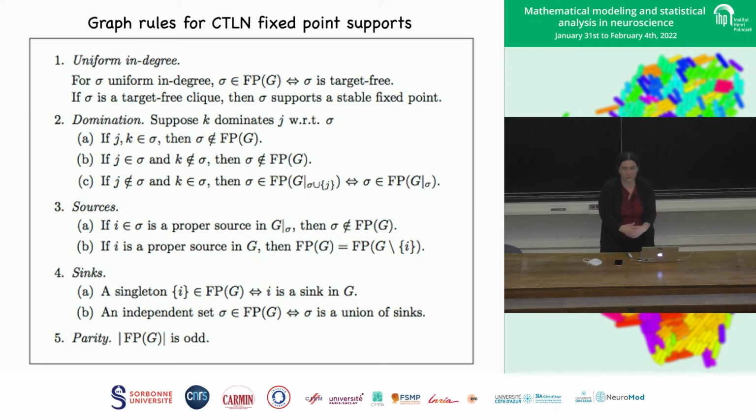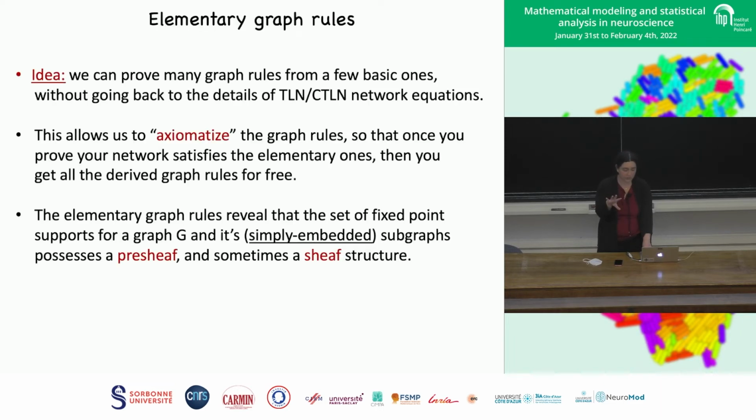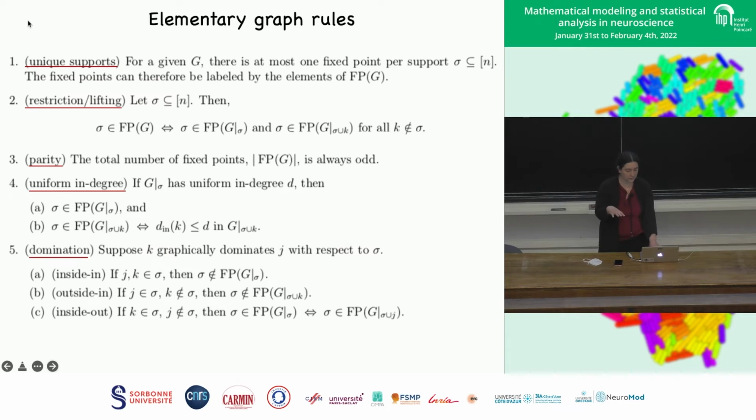So, to make a long story short, we've been able to prove a variety of rules like this. And in fact, we're even now working on axiomatizing them in the following sense. We have many, many graph rules, but we can strip down to some elementary ones. So I'll just show them. There are some elementary graph rules that we prove directly from the TLN equations, and then derived graph rules that we can get once we know that these are true. We're trying to really systematize the graph rules and figure out what are the essential ones from which we can prove subsequent ones.